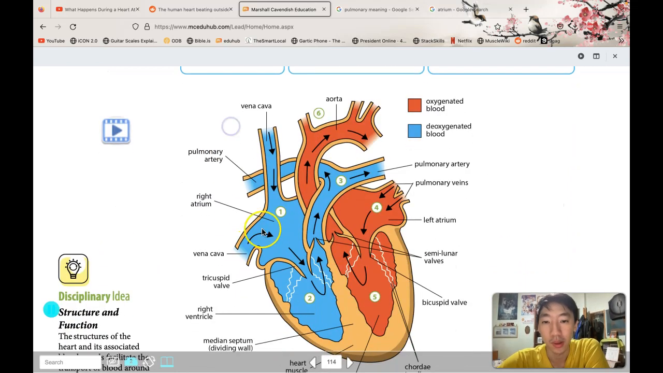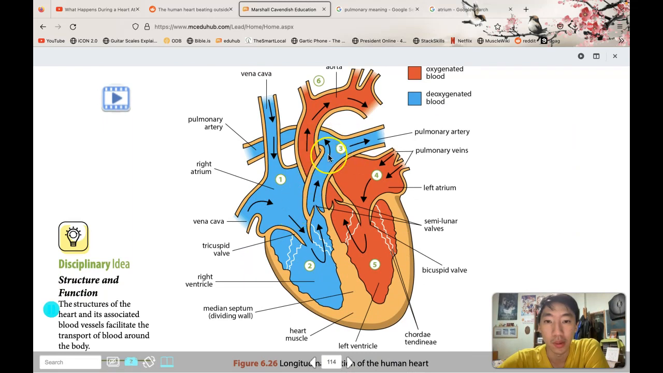As you can see here, these diagrams are overlapping each other, underneath and above each other. So you gotta be careful of the way that the blood is flowing. We are talking about this right atrium over here.